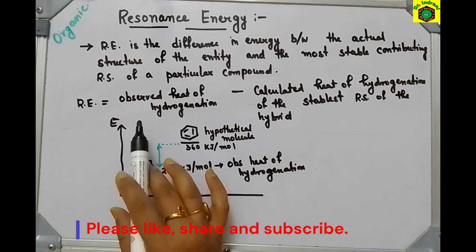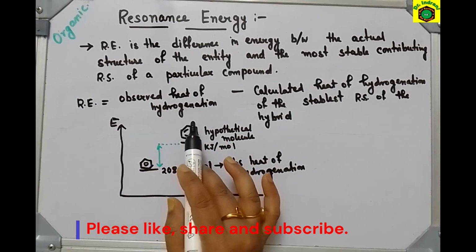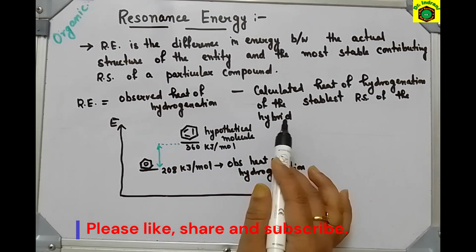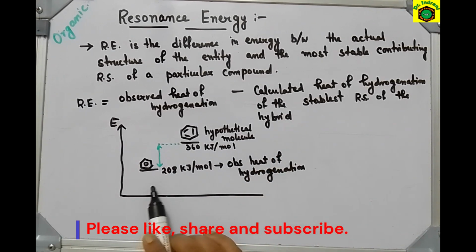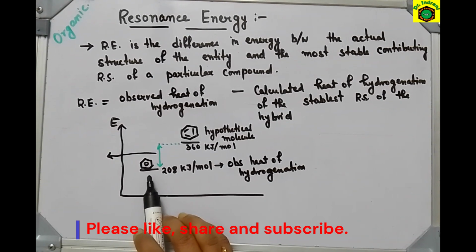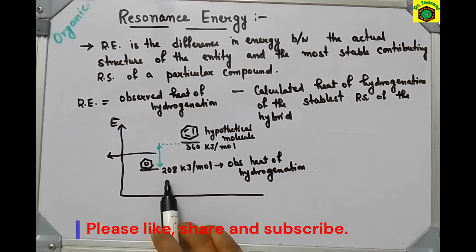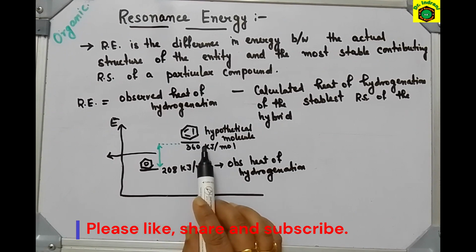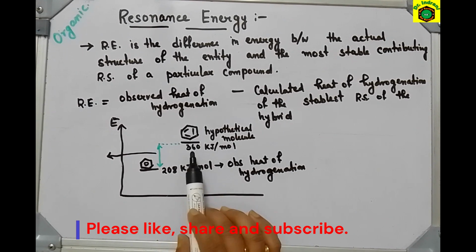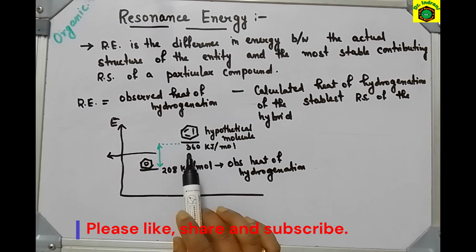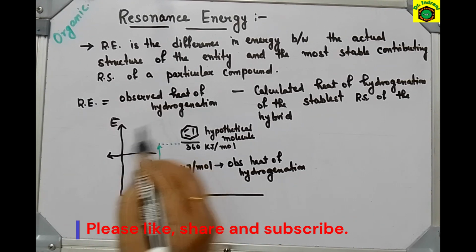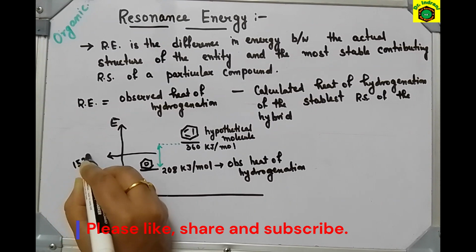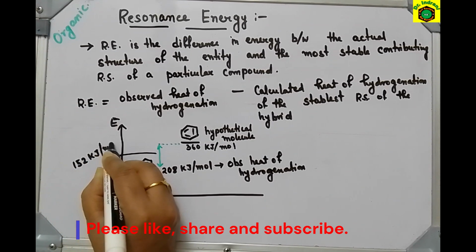One of the methods is observed heat of hydrogenation minus calculated heat of hydrogenation of the stablest resonating structure of the hybrid. As for example for benzene, so this is resonance hybrid of benzene. Its observed heat of hydrogenation value is this one, and this is hypothetical molecule, means stablest resonance hybrid canonical structure of benzene. One of the resonating structure of benzene has heat of hydrogenation value 360. So this difference, 152 kilojoule per mole, is resonance energy of benzene.